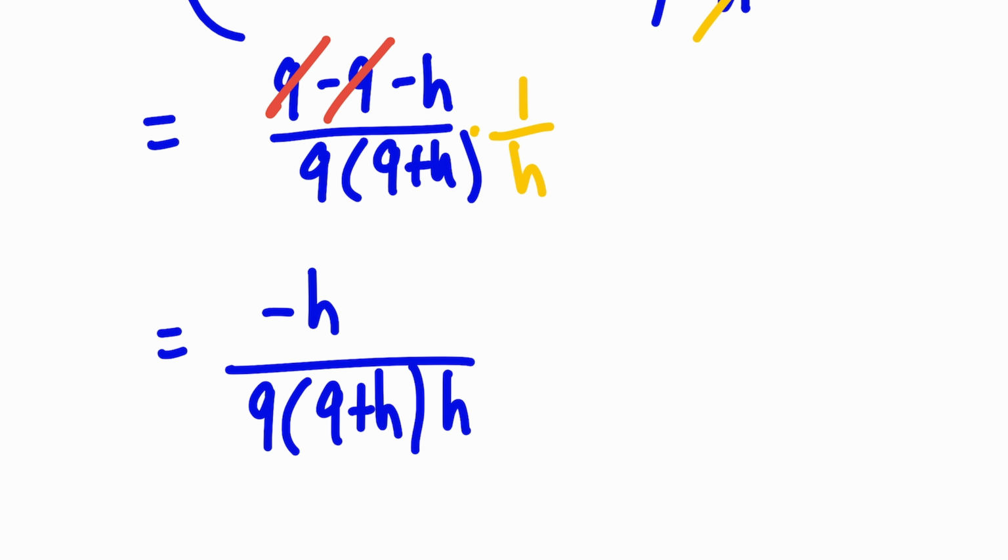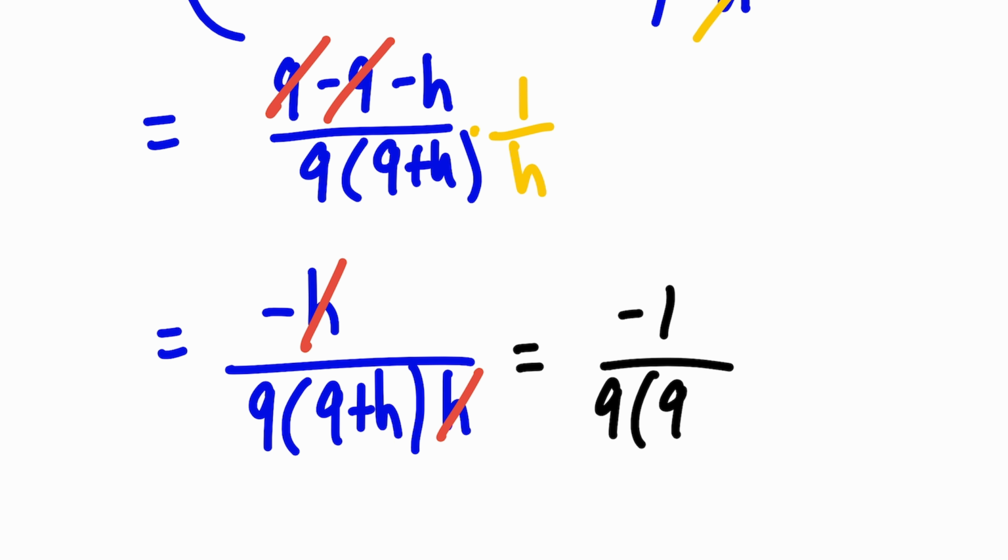All right, at this point, we have a little bit more simplifying we can do. We have an h in the numerator multiplied by the entire numerator, and an h in the denominator multiplied by the entire denominator. So h over h makes 1. And this gets us to negative 1, which we keep as a placeholder in our numerator, over 9 times 9 plus h. When we get to this point, there's no more simplifying that can be done. So that is our average rate of change. I would leave it just like that.